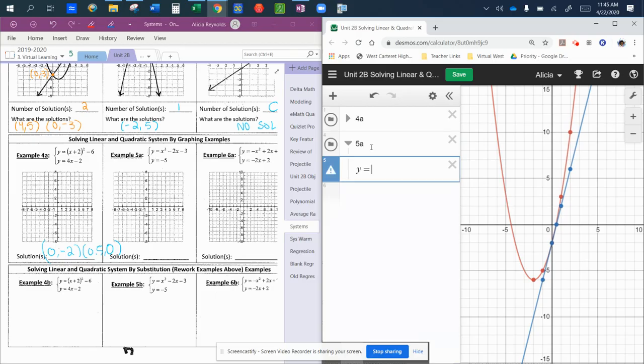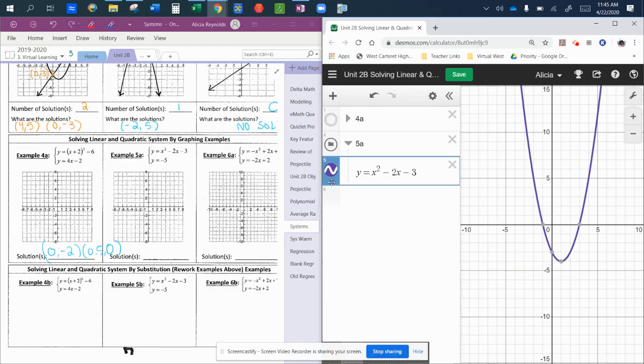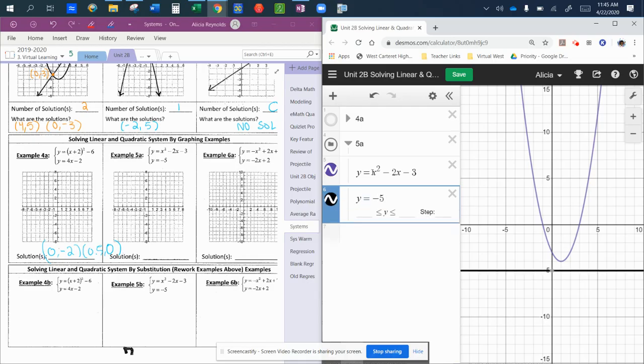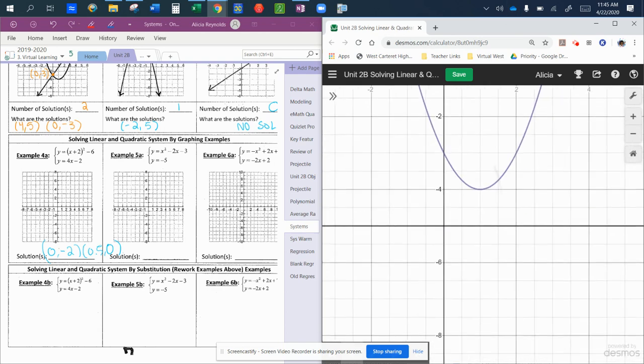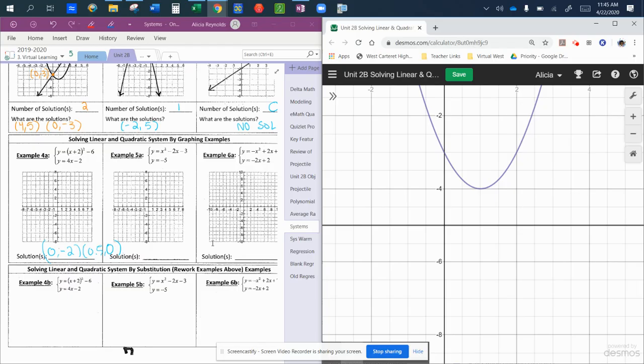We've got equation y equals x squared minus 2x minus 3. And let's turn this top folder off so it's not getting in our way. And then we've got our line y equals -5. Let's triple check, make sure we type this in correctly. x squared minus 2x minus 3 and -5. So clearly looking at this, there's nowhere that these two graphs touch. So there is no solution. There's no solution for this second example.